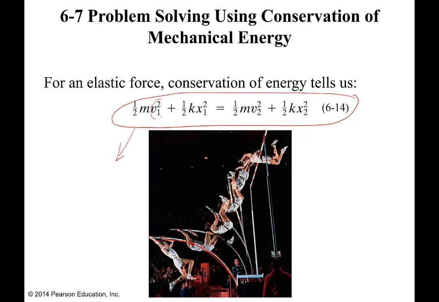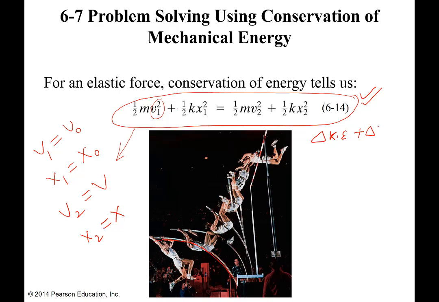Please do not get confused by V1. V1 here is simply V naught, and X1 here is simply X naught, and V2 here is simply V, and X2 here is simply X. If I have to rewrite this equation, what is this equation and where did this come from? It is basically change in KE plus change in PE equals 0. I tell my students, just start with this.